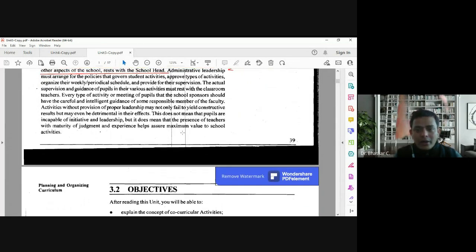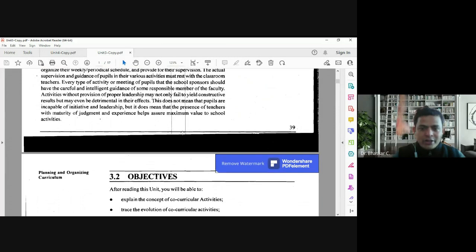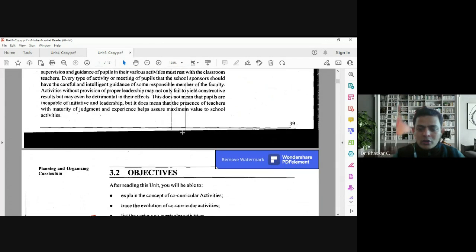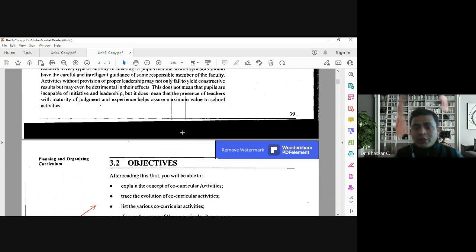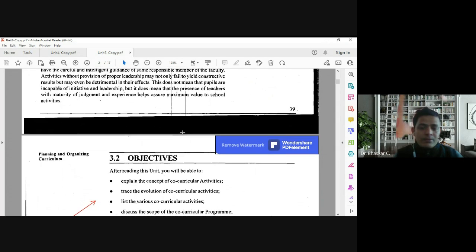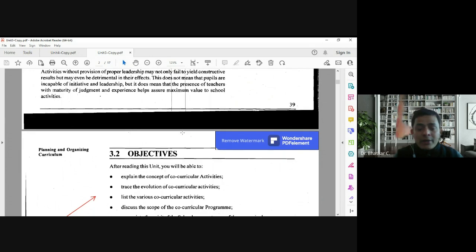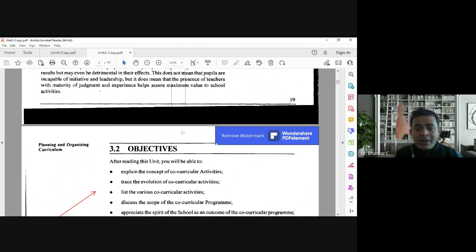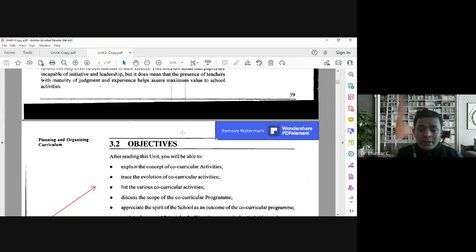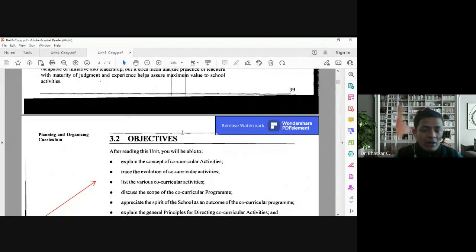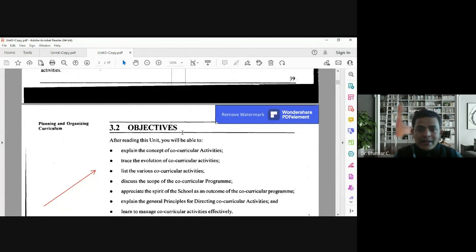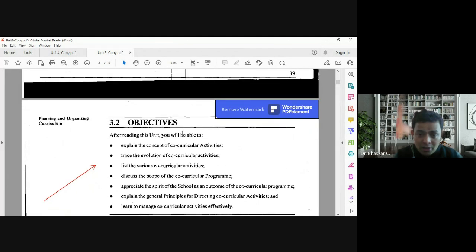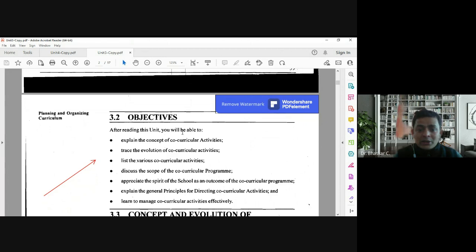Okay, now another important section which you can see, which is just scrolling on your screen, is the objectives. What are the objectives which are decided, which are fixed, to understand this planning of curriculum? This module developed by the Indira Gandhi National Open University is too good in the sense that the objectives are very well defined, and we will go through the objectives one by one.